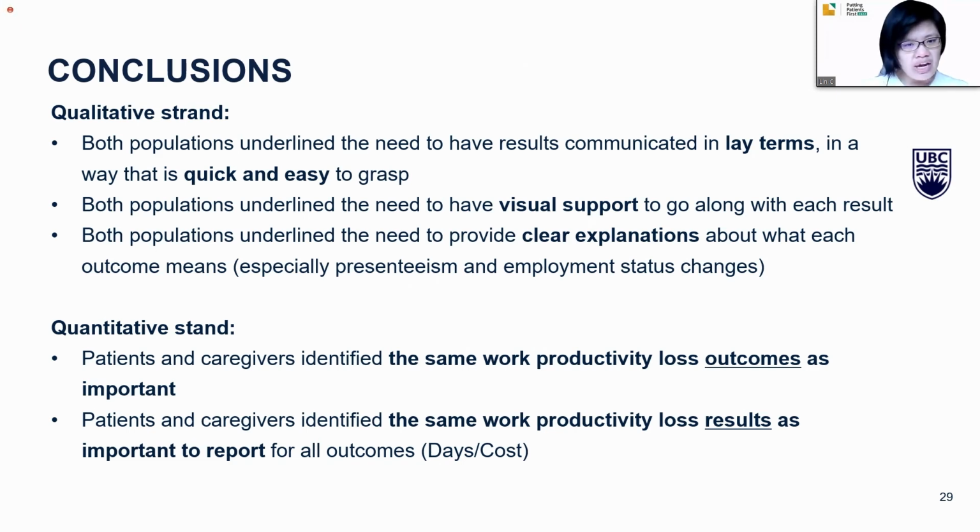For our quantitative strand, we learned that patients and caregivers identified the same work productivity loss outcomes to be important. Furthermore, patients and caregivers identified the same work productivity loss results as important to report for all outcomes, which were days and cost. In terms of our future analysis, this would include looking into the correlation between understandability and the importance attributed to each result, and looking into how demographic factors may impact how respondents rate the understandability and importance of results.